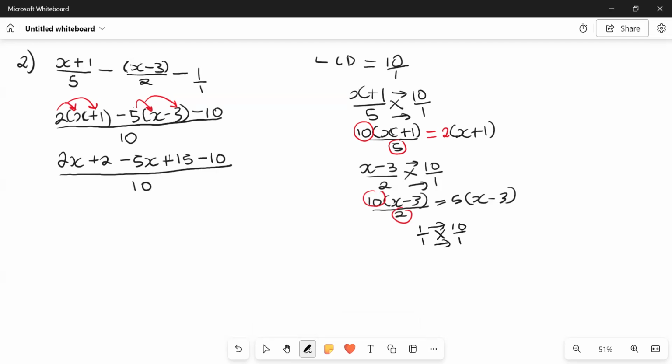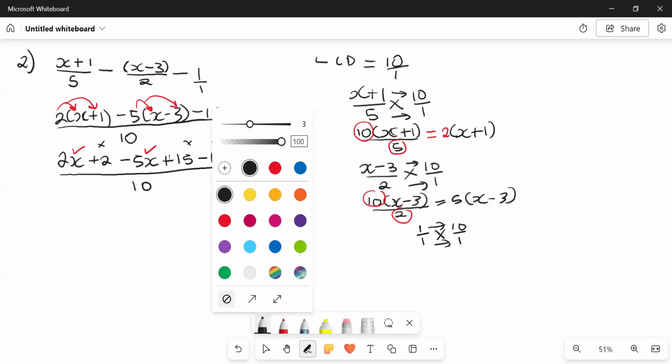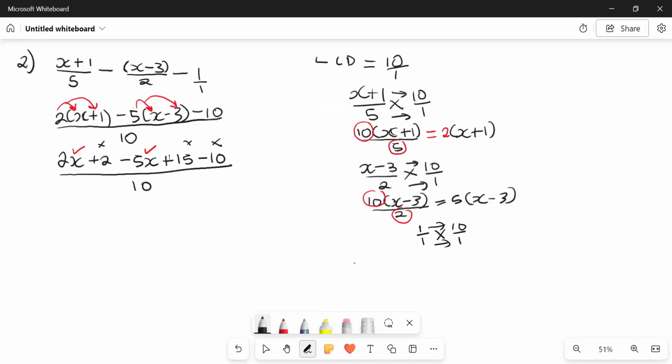I hope we are still together, right? And then from there, now we're on the step of like terms. Now let's collect our like terms. We have 2x as well as minus 5x. And then we have 2, 15 as well as minus 10.